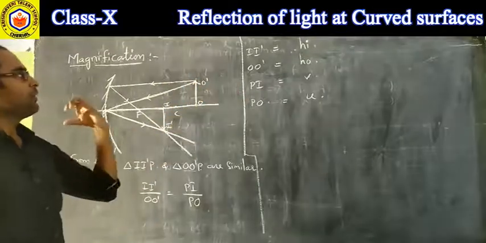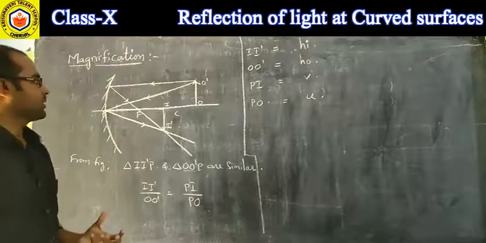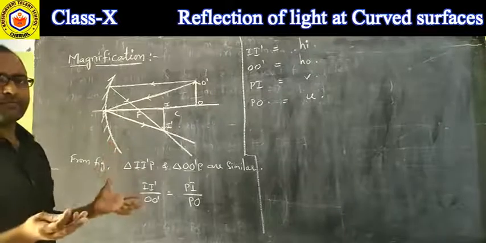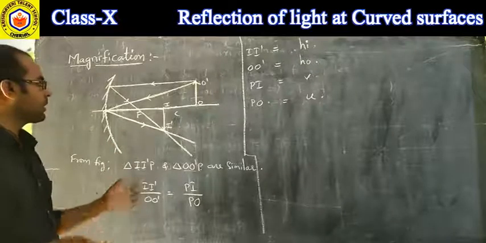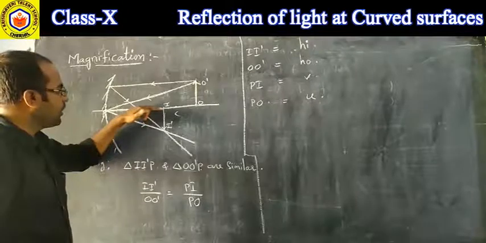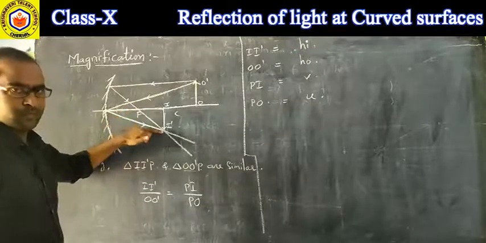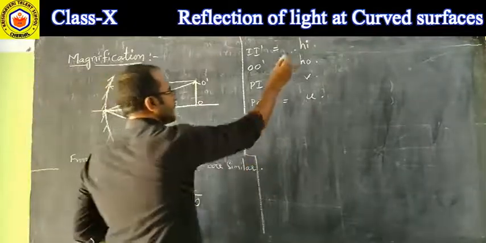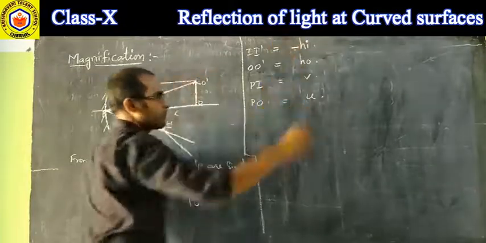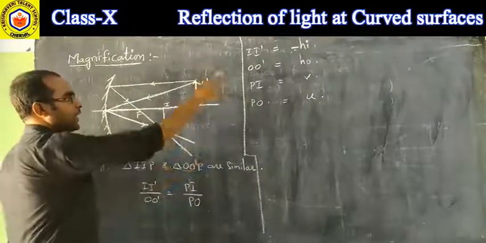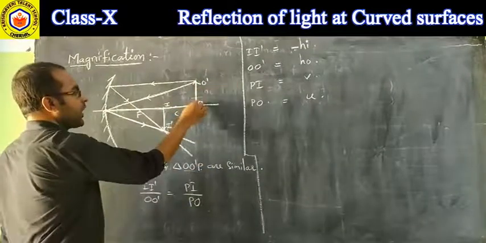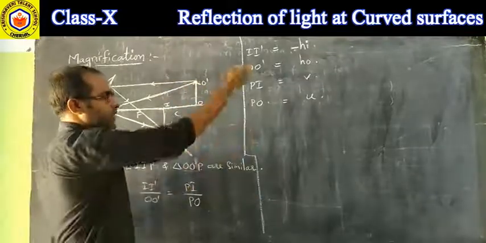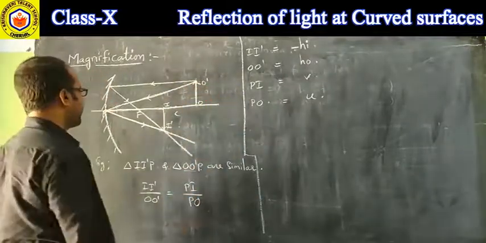Let us keep the sign conventions for this. Should the height of the image be taken positive or negative? We are measuring the height of the image downwards from the principal axis, so it is minus Hi. And Ho, the height of the object, we measure upwards, above the principal axis, so that is plus as usual.